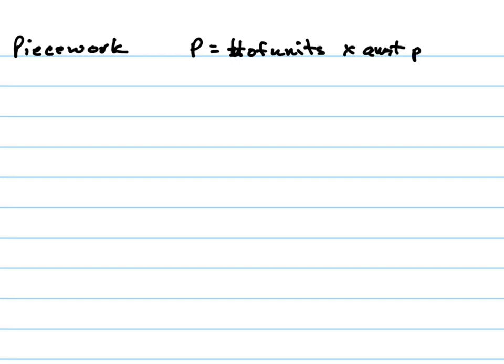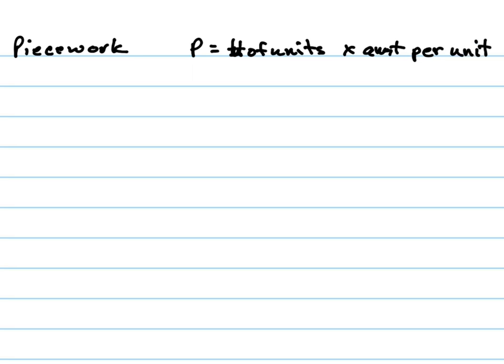The next one we're going to talk about is something called piecework. Now, the word says it all. You're going to be paid by the pieces that you produce. Okay? So no matter how many units you get, you're going to get paid the same amount per unit. So for piecework, the formula is piecework equals the number of units times the amount per unit.